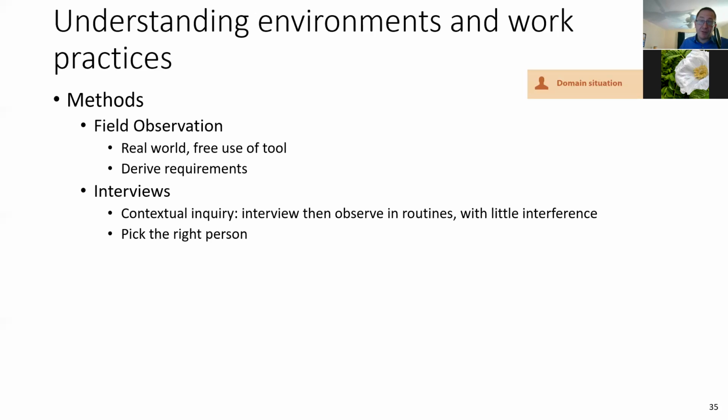You also got to pick the right person for their interviews, by the way. If you just get some random person that doesn't have the domain knowledge, it's not going to work very well. You can also put them in a laboratory context. You can bring them into the lab, ask them to do something, and see how they go about doing it.